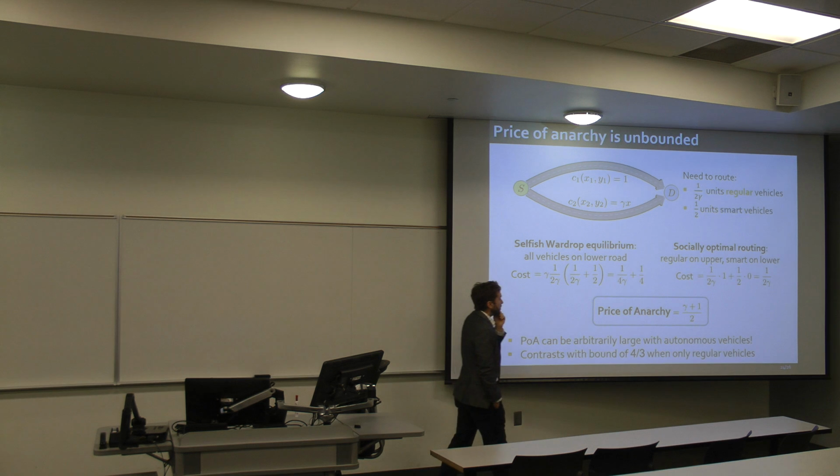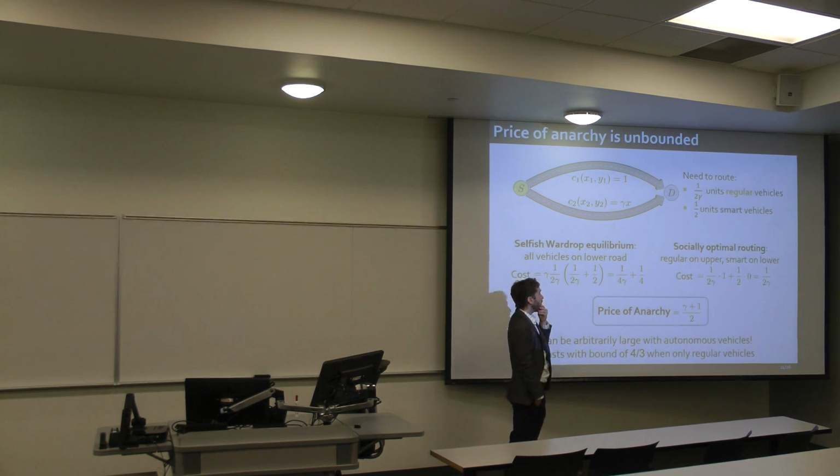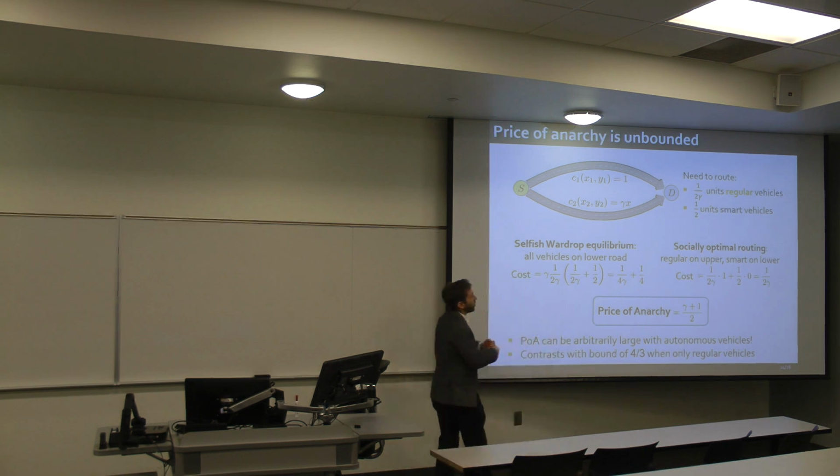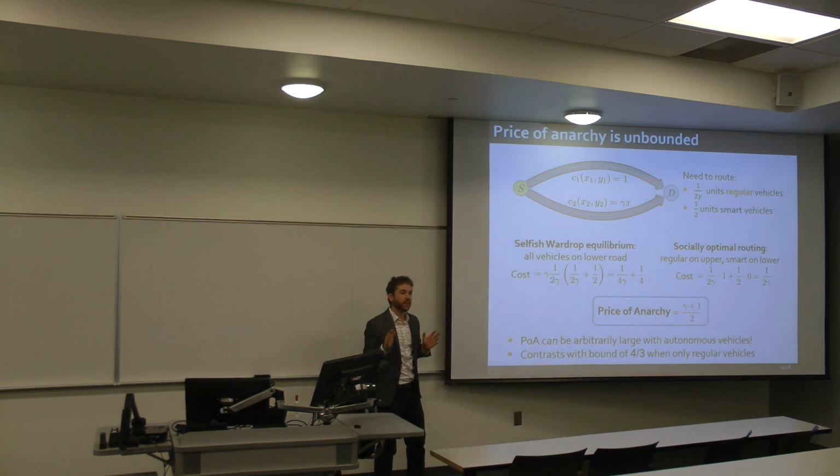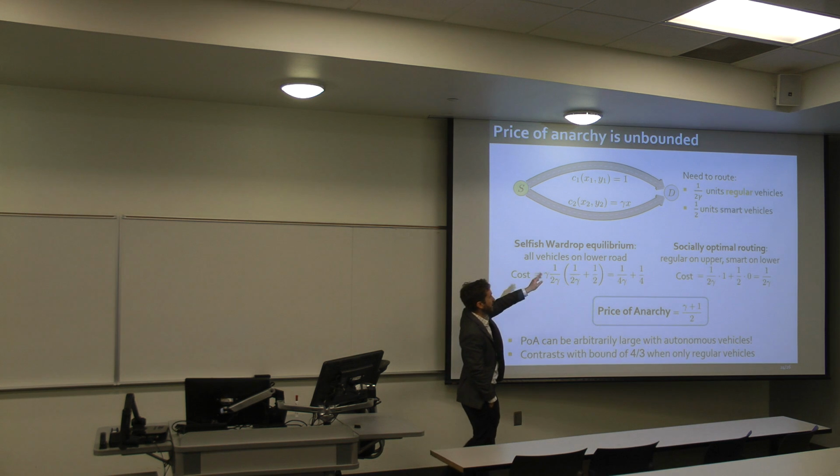And now let's suppose that we wanted to route 1/2 unit of smart vehicles through the network, and we have 1/2 gamma units of regular vehicles we're trying to route through the network, okay? Again, these are strange parameters, it may seem, but the point of this example illustrates a particular fact. So they seem strange, but let's just go with it and see what happens, right?